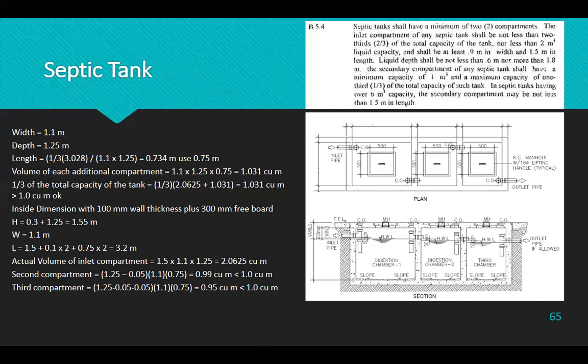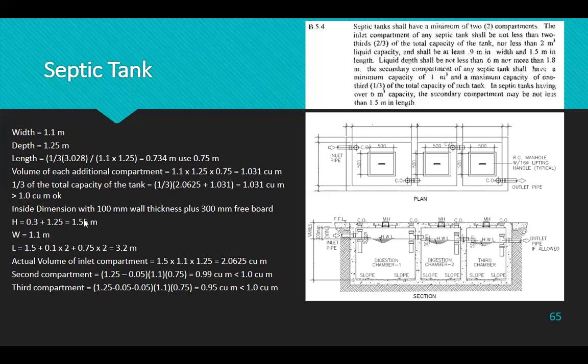Example na to, kinuha ko lang sa mga project ko kaya siya magulo. So volume of each additional compartment is 1.1 times 1.25 times 0.75. Itong kinuha mong value is 1.031. Now, 1/3 of the total capacity of the tank is 1/3 times 2.0625 plus 1.031, still 1/3, 1.031 cubic meter. So, okay, it's greater than 1.0.